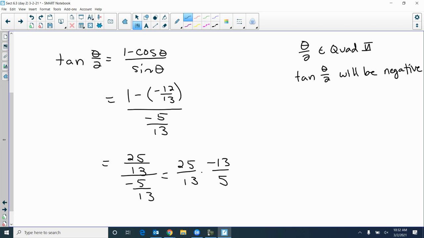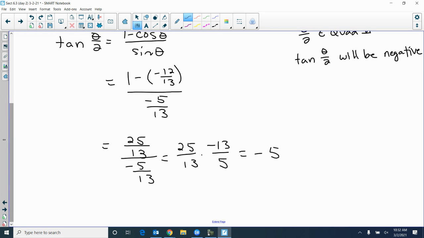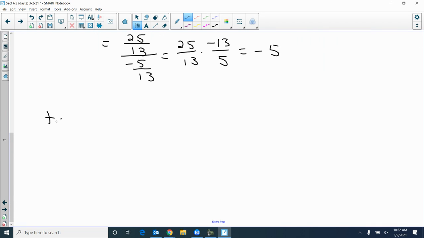All right, what's that end up equaling in the end? -5. That's all that is. So it ends up being a nice answer. So tangent of theta over 2 equals -5. Okay, equals -5. All right, for that one.